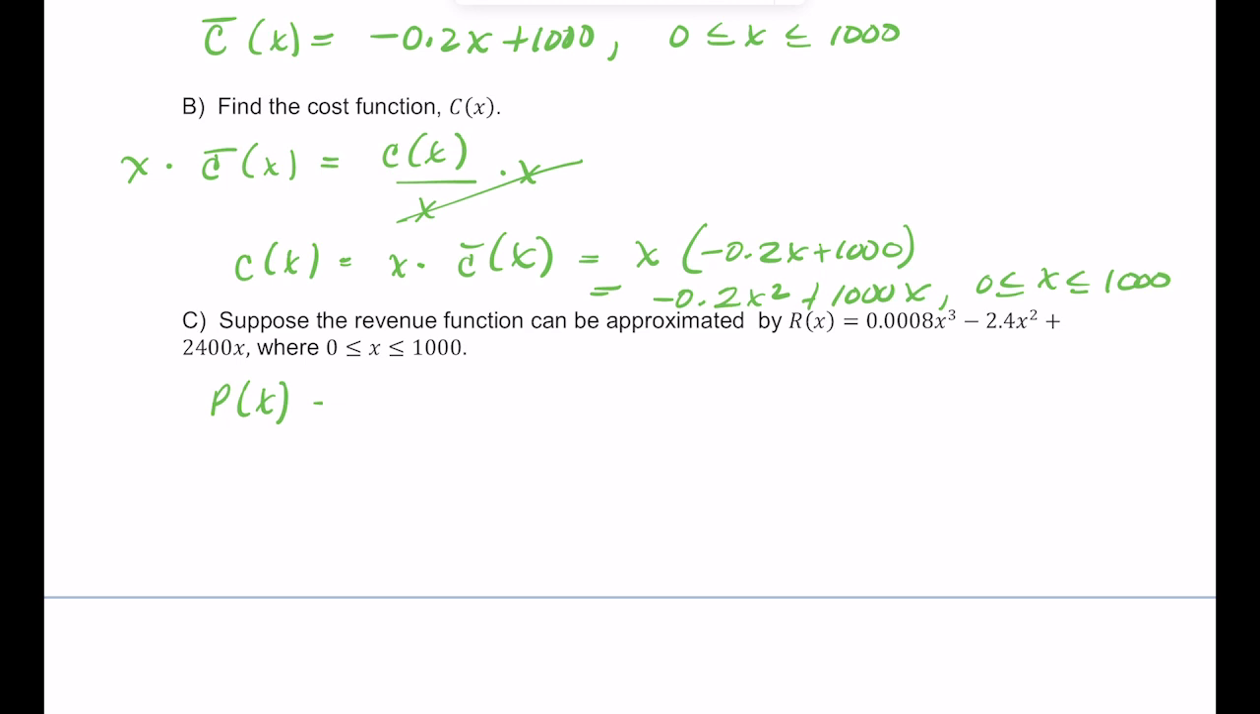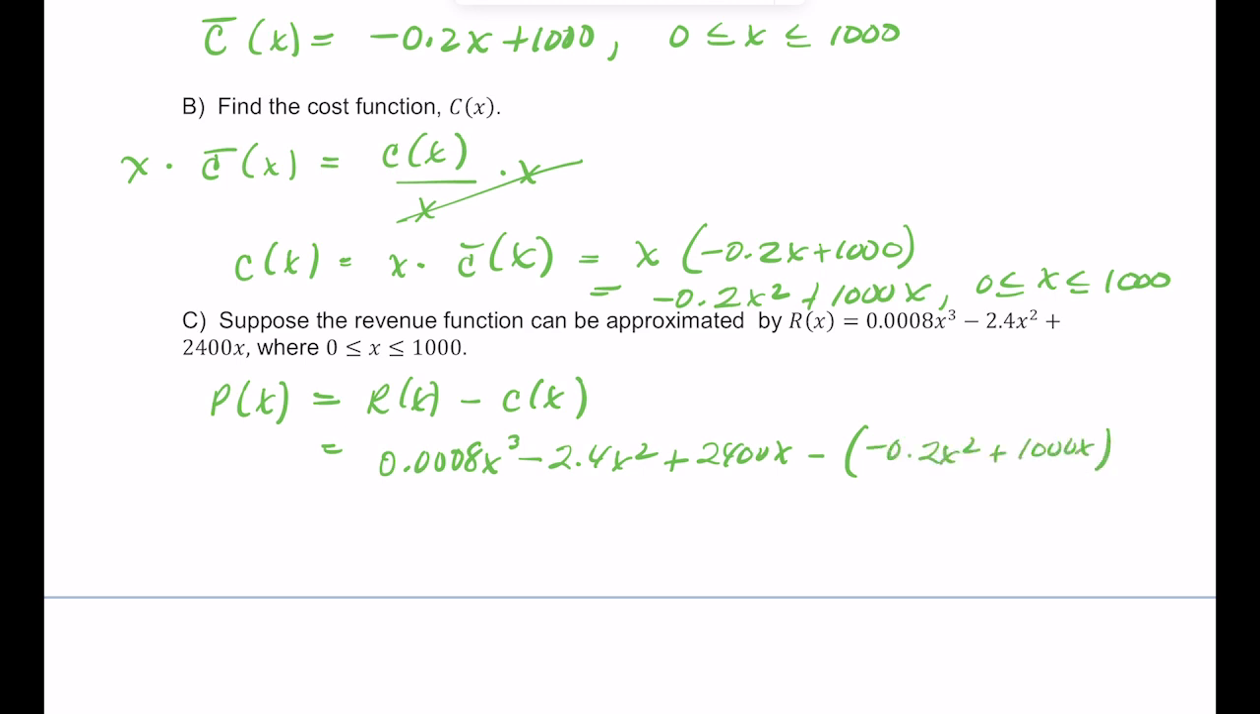Okay, so I know that profit is just going to be revenue minus cost. And I have both the revenue function and I have my cost function. So all I'm going to do is just subtract the two. I'm going to have this minus cost, and I end up with my profit equation. Let's see, we can combine the 2x squareds and then the 2x's. So there's my profit equation.